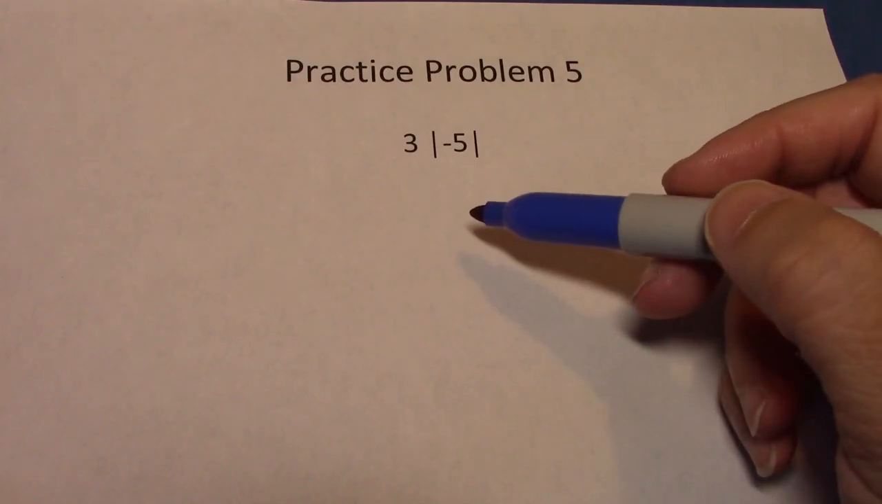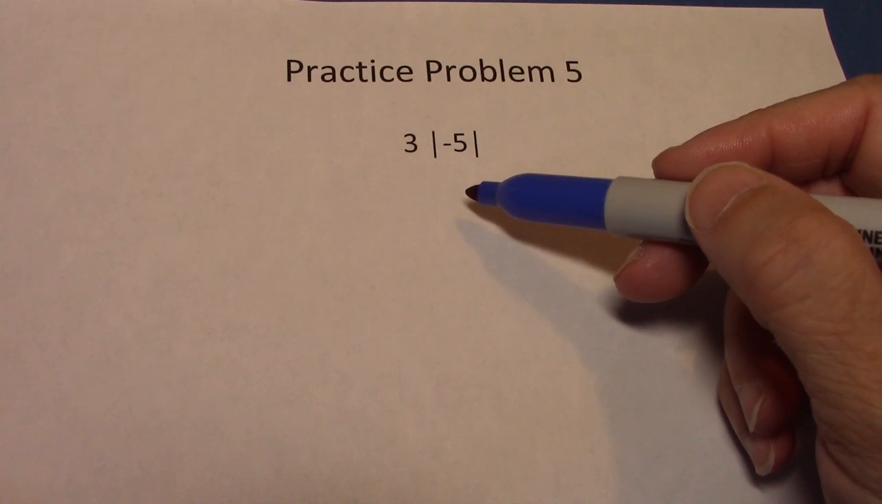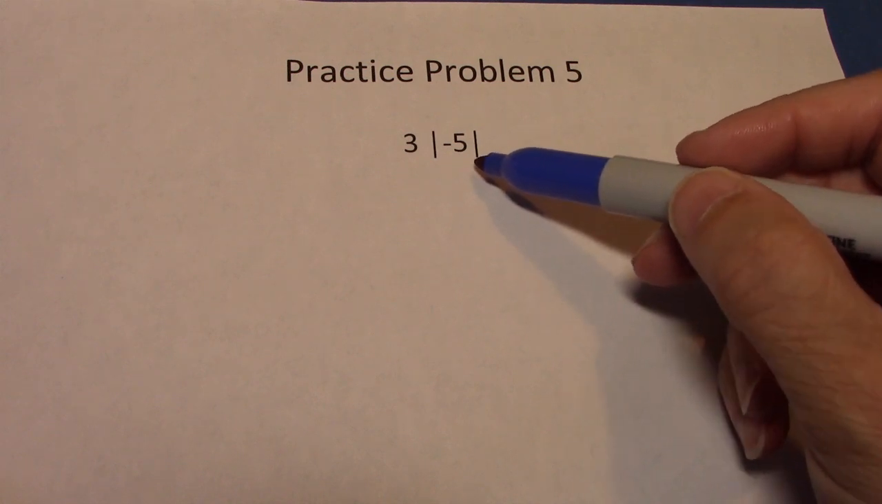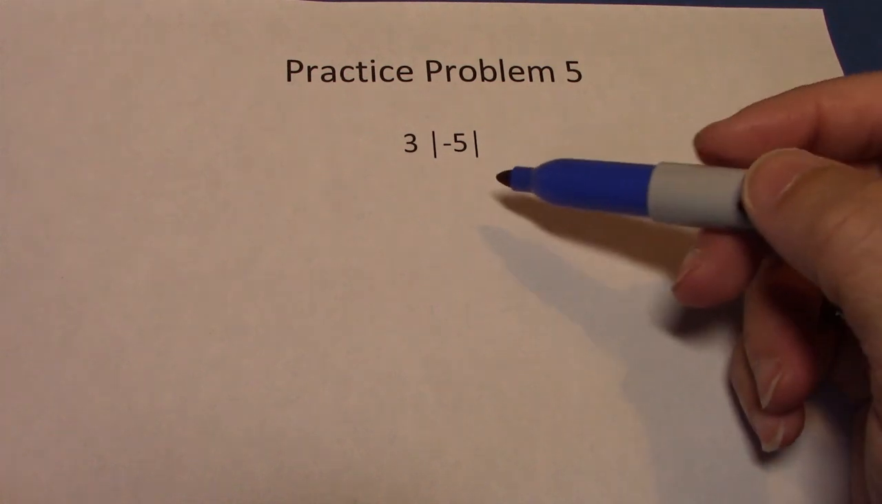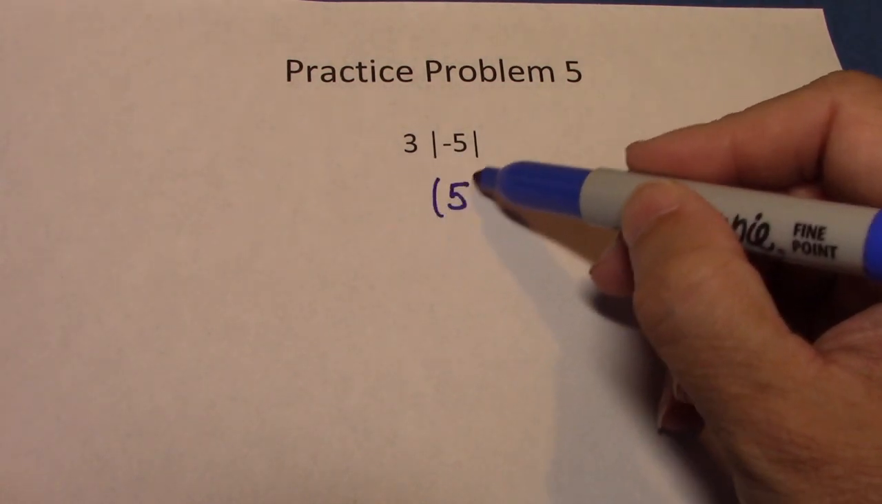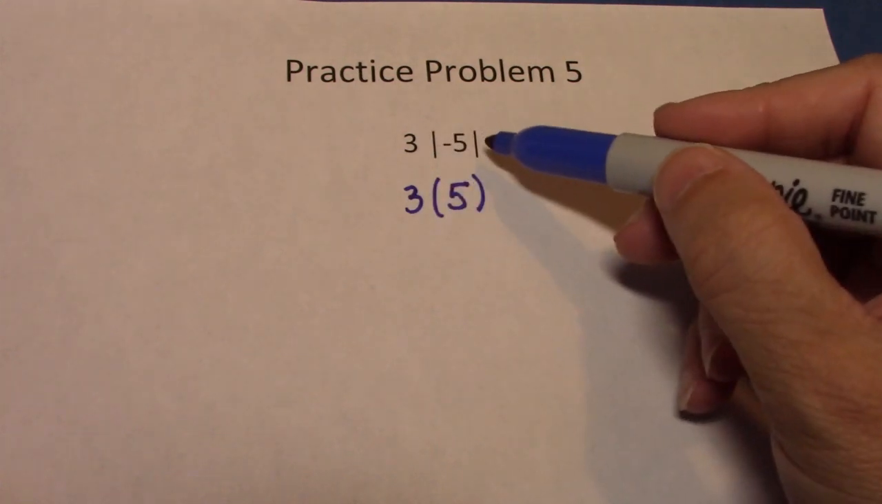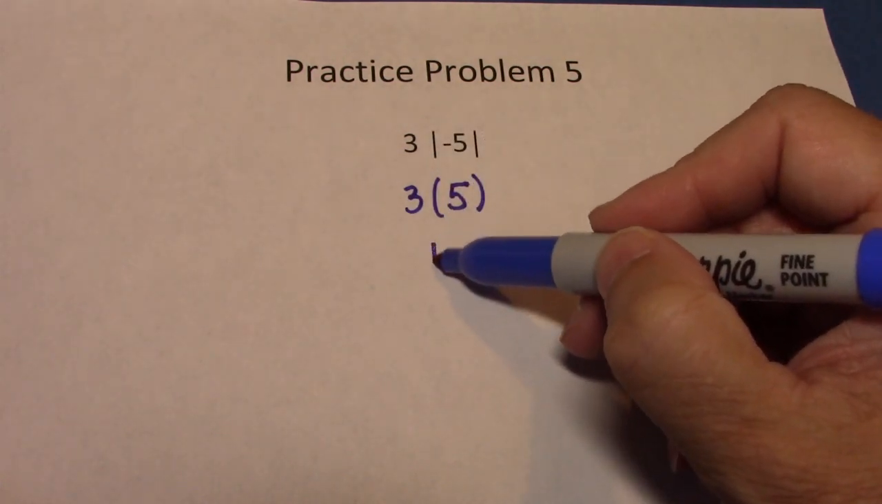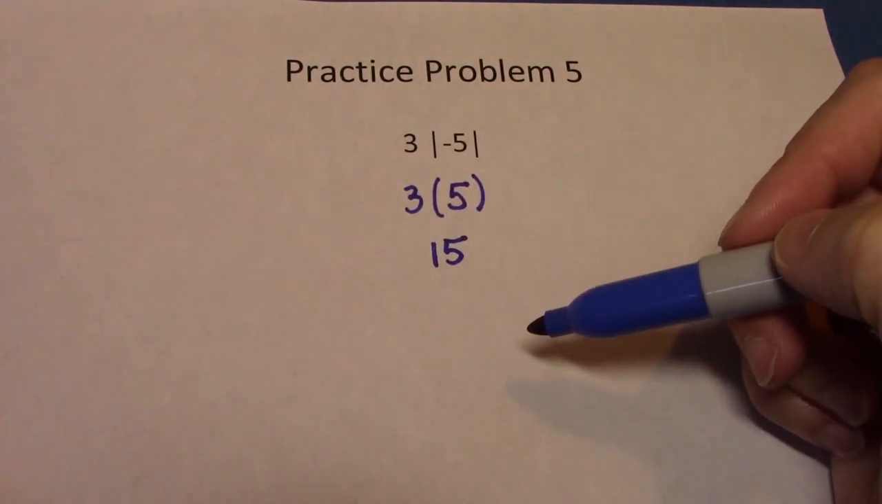Problem number 5 also uses an absolute value. And so we're looking for the absolute value of negative 5. It's the same as the absolute value of 5. It is positive 5. And that implies that there's some multiplication because it's next to it. So 3 times 5 is 15.